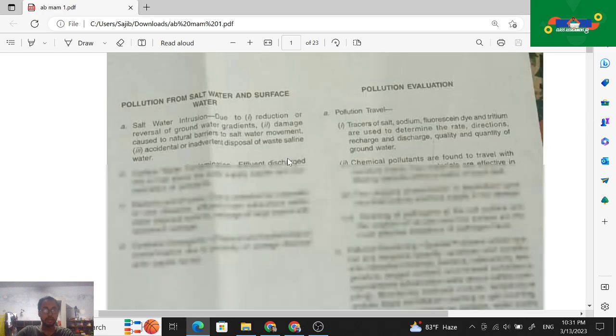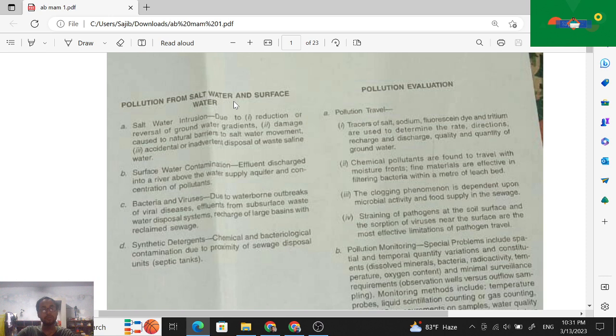Okay, here we have pollution from salt water and surface water. In saltwater intrusion, it is due to the reduction or reversal of groundwater gradients. First of all, damage: reduction or reversal of the groundwater gradients. Number 2 is the damage caused to the natural barriers to salt water movement. Then 3 is accidental or inadvertent disposal of the waste saline water.